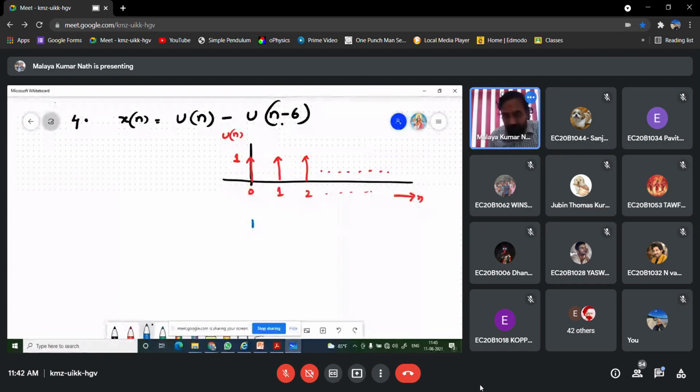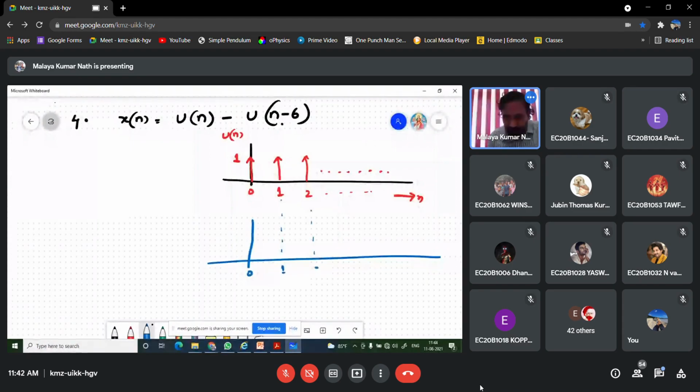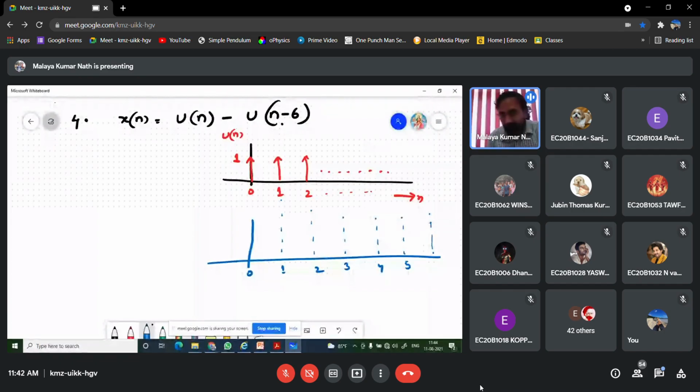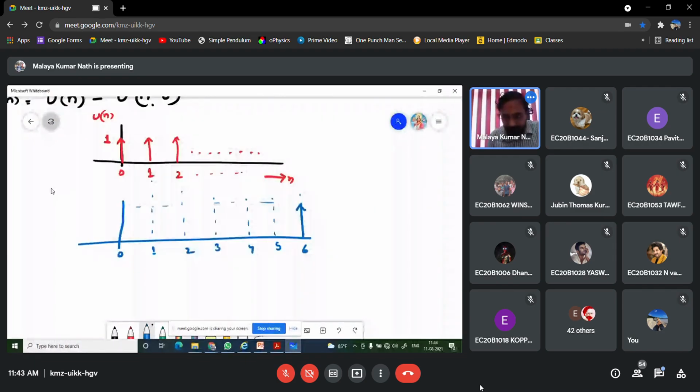Now we'll take u of n. So this is equal to 0, this is equal to 1, this is equal to 2. Similarly 3, 4, 5, and this is equal to 6. That means your samples will start from here. Am I right or not? So at n equal to 6 you will get a sample, then at 7 you will get a sample, like this. So this is your n, and this is called your u of n minus 6. Any doubt? Please tell me.